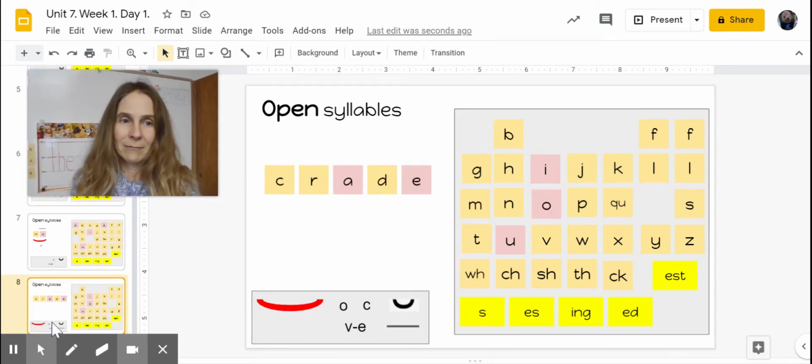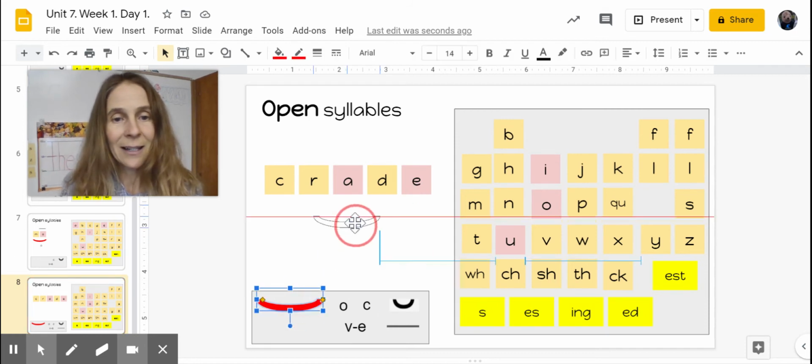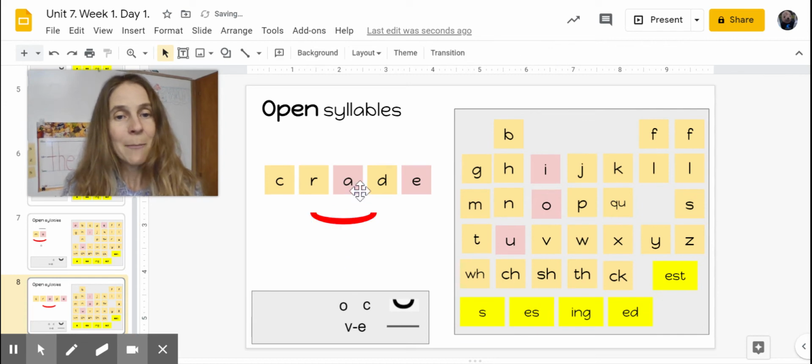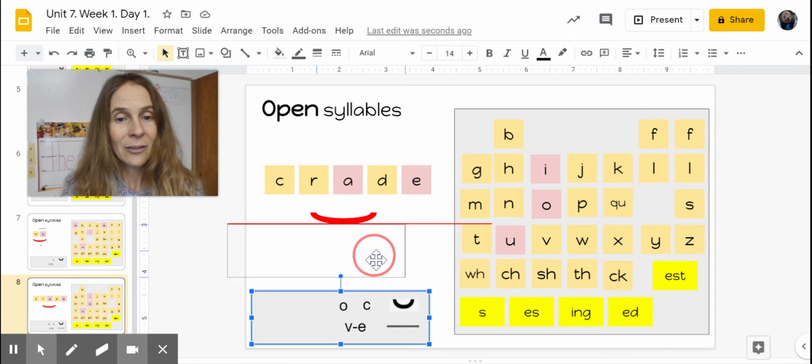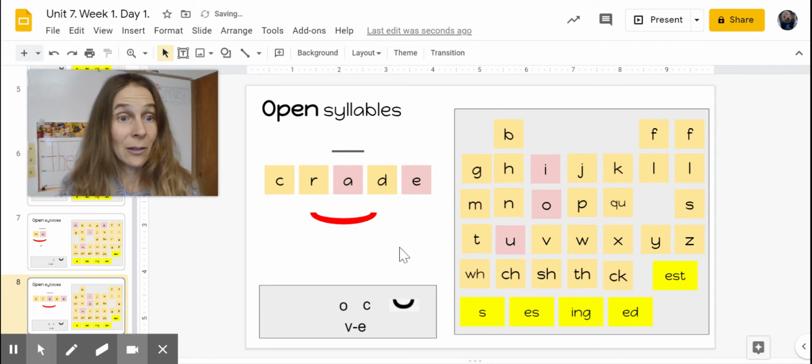Here's a word. I've got a blend at the beginning of my word. I've got cr. So I've got the word, and then I've got my vowel, A, consonant, E. I know my E is not going to make a sound. It's a silent E at the end. So I've got a one-syllable word here, and my A is going to be long. So let's read this word right now. This is a vowel-consonant-E syllable.